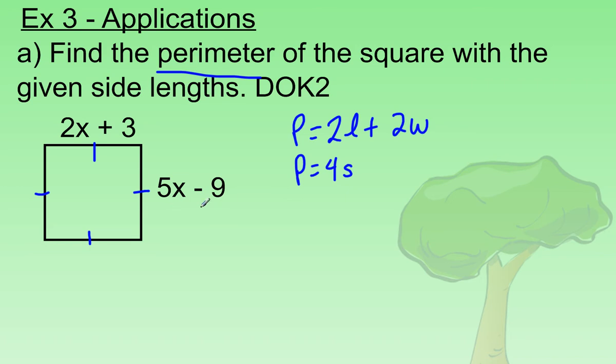Well, I can't just plug this in there, because the problem would be if I plug in one of these side lengths. I mean, essentially these should be the same because it's a square. So if I plug one of these in for s, perimeter equals 4 times 5x minus 9. And I would distribute, I would get 20x minus 36. The problem is, I still have 2 variables. I have a p and an x.